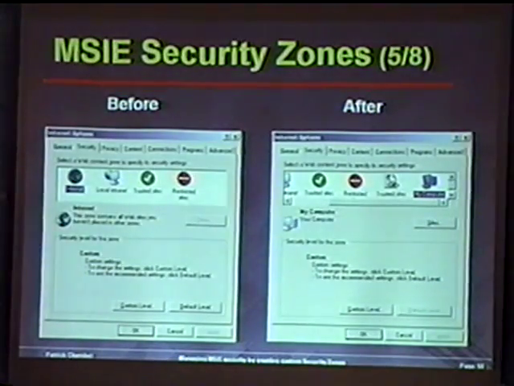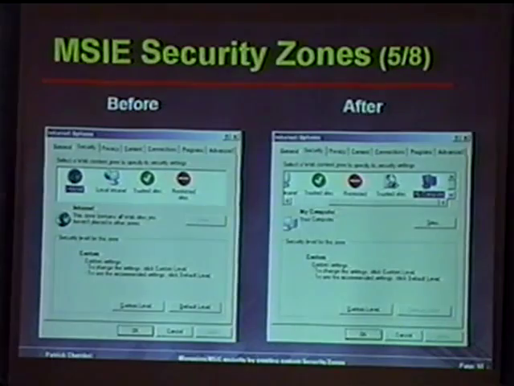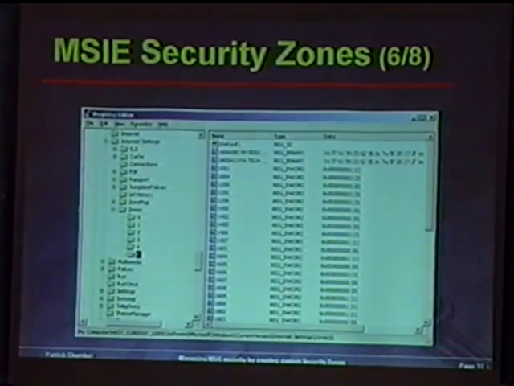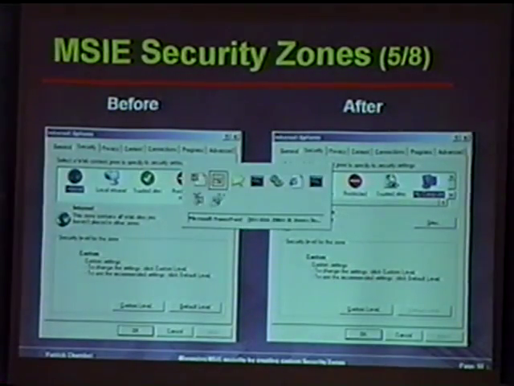So before you have the 4 default built-in zones, and after you have the My Computer zone on the right, and your new custom zone, like, for example, Trusted Site here. You can set a different icon, a different name, etc. So there is a side effect. We are going to see that. I'm going to show you.